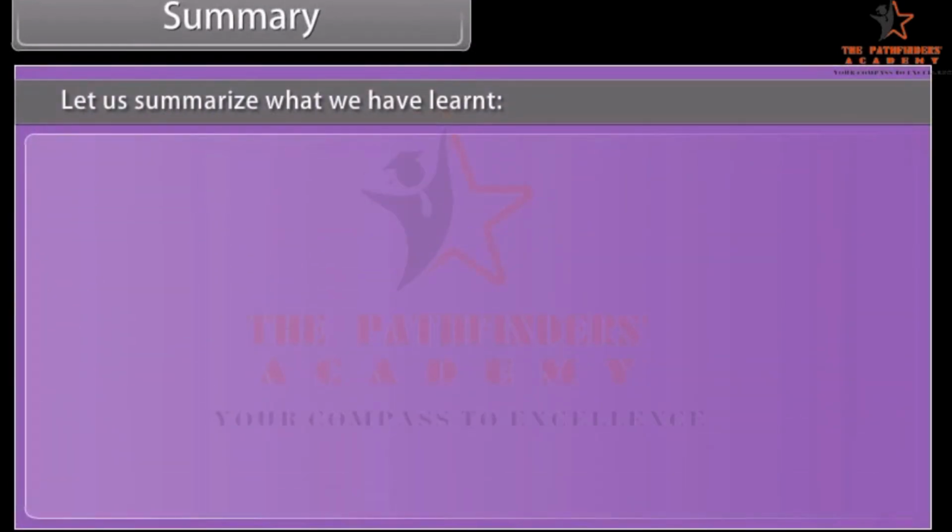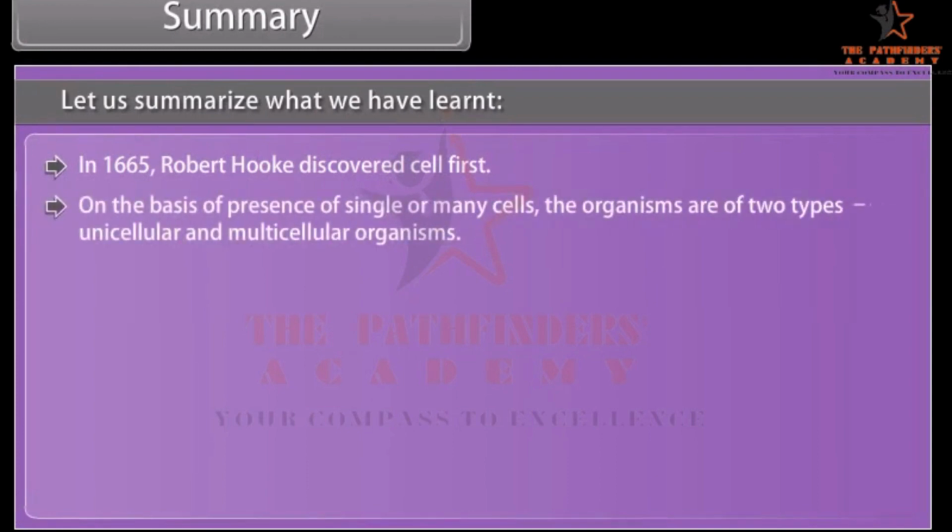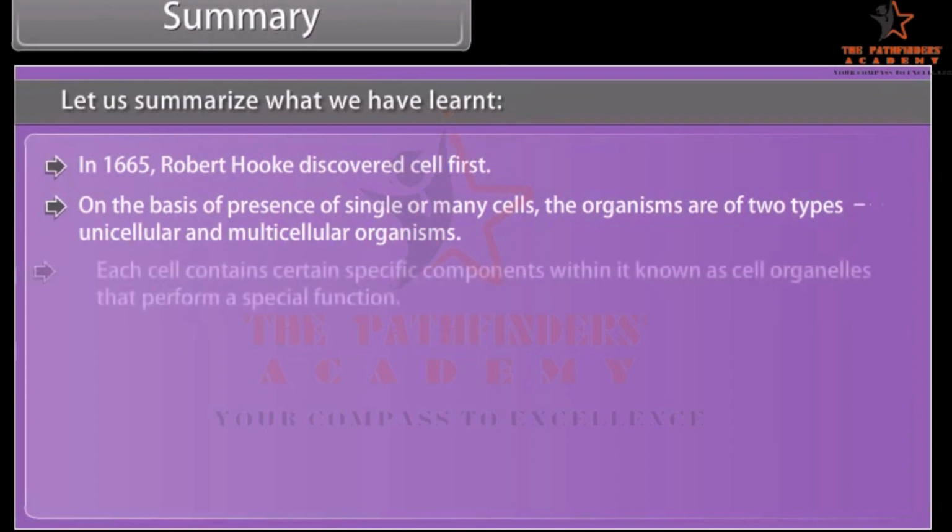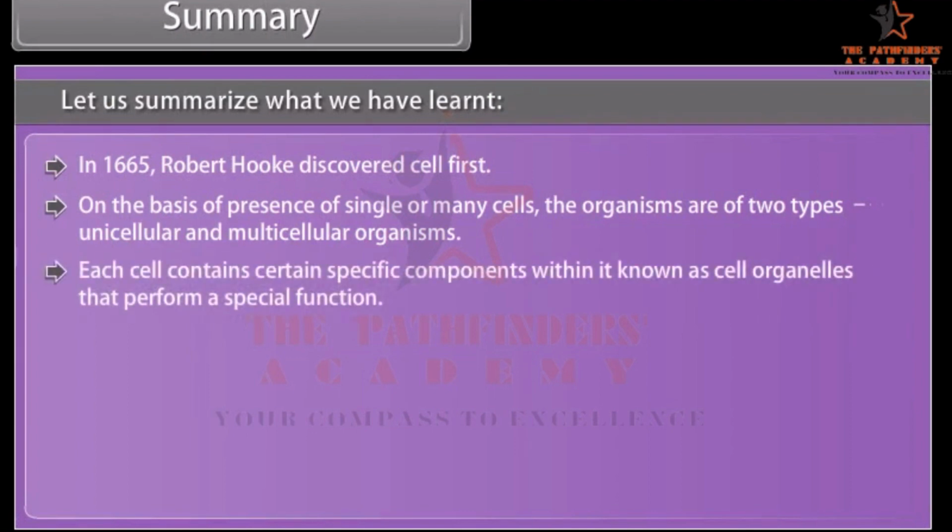Let us summarize what we have learned. In 1665, Robert Hooke discovered cell first. On the basis of presence of single or many cells, the organisms are of two types, unicellular and multicellular organisms. Each cell contains certain specific components within it, known as cell organelles, that perform a special function.